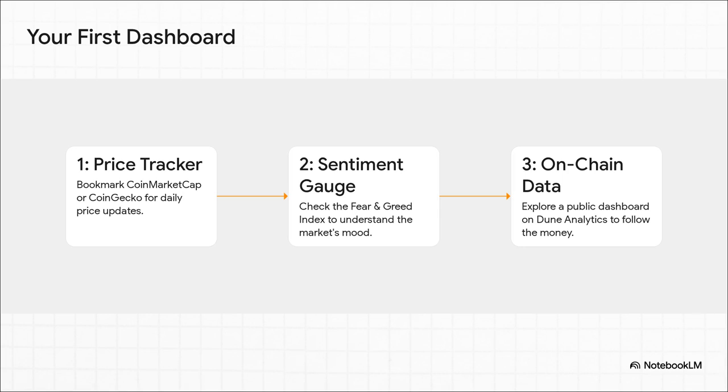First, bookmark a price tracker. Pick your favorite, CoinMarketCap or CoinGecko, make it your daily home base. Step 2, add a sentiment gauge. Get in the habit of checking the fear and greed index every day to get a quick read on the market's psychology. And step 3, just dip your toes into on-chain data. Go to Dune Analytics, find a public dashboard for a project you find interesting, and just start exploring. No pressure, just get curious.